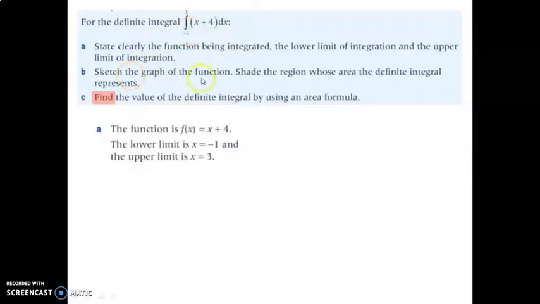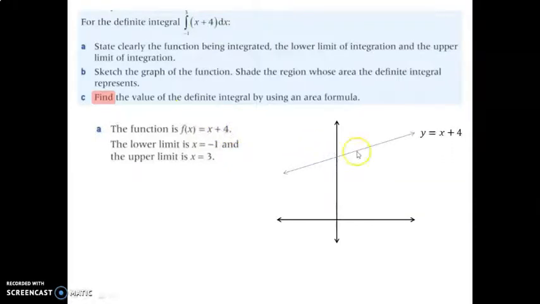Next, sketch the graph of the function. So we can see this is a linear function. You should be able to graph lines. So let's try to graph that line. First, here are our axes. We know this linear equation has a y-intercept of 4. Here, y equals x plus 4, that's our equation. This point must be (0, 4), because that's our y-intercept.